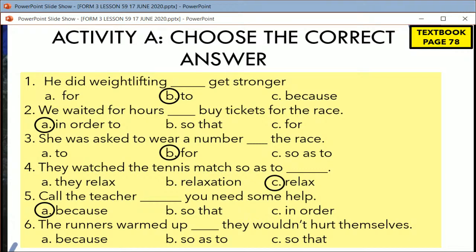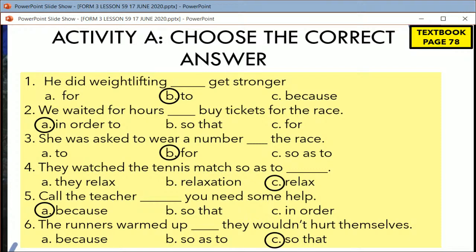Yes, El Bellon, you need the books. You don't have, but I have it on the computer on my PowerPoint. You can be patient to see it. El Bellon, it is there, right? Okay, yes. So you have the answer so that: the runners warm up so that they wouldn't hurt themselves. That would be the best answer.